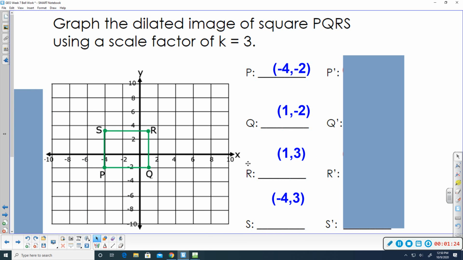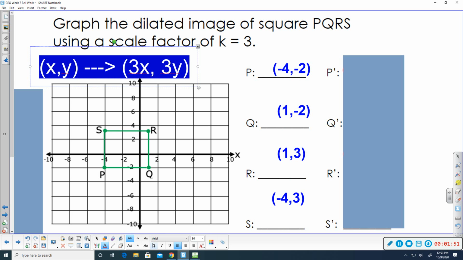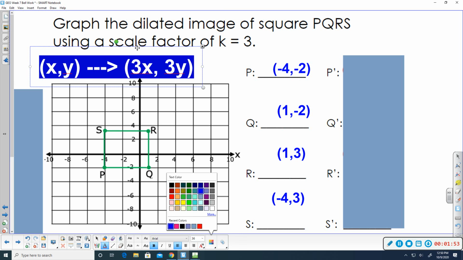Now we should write a rule in order to figure out what we're going to do to find P prime, Q prime, R prime, and S prime. We're dilating by a scale factor of 3, so that means (x, y) is going to turn into (3x, 3y). Because remember, when you're doing a dilation, you just take your scale factor, multiply it by the x coordinate, and multiply it by the y coordinate to find your new prime points. So let me bold this, and I'll make it blue.